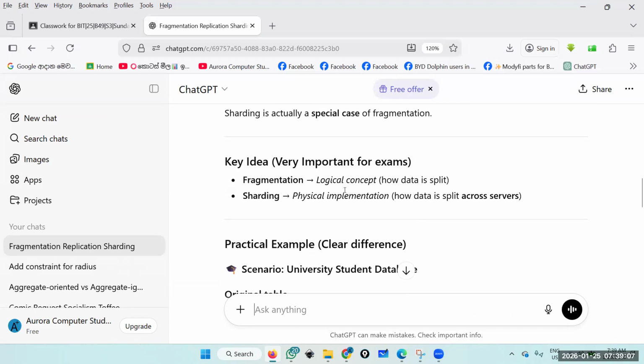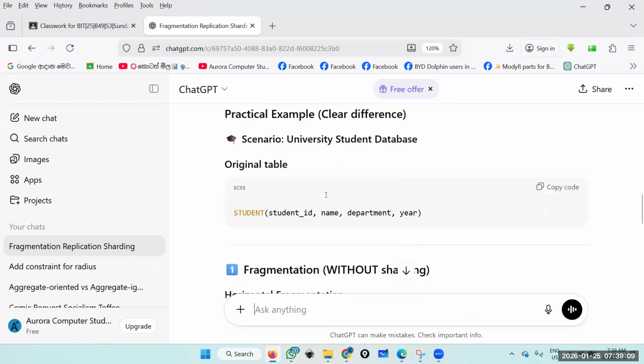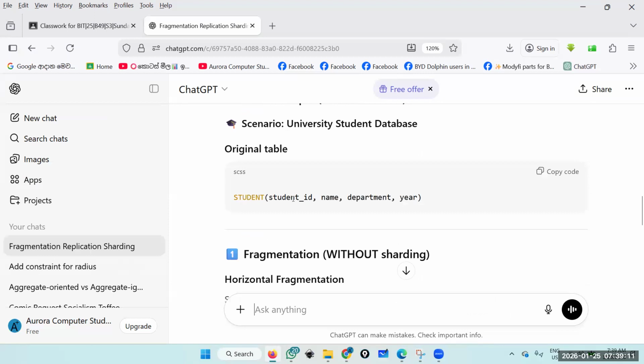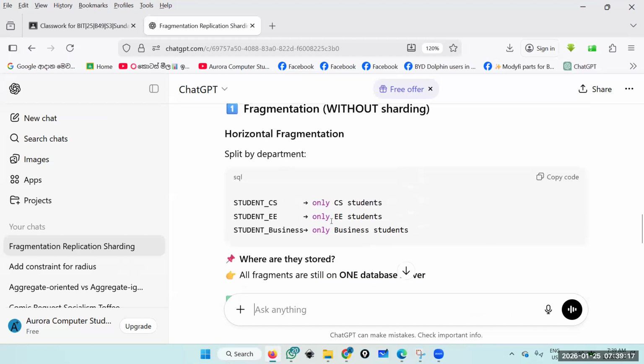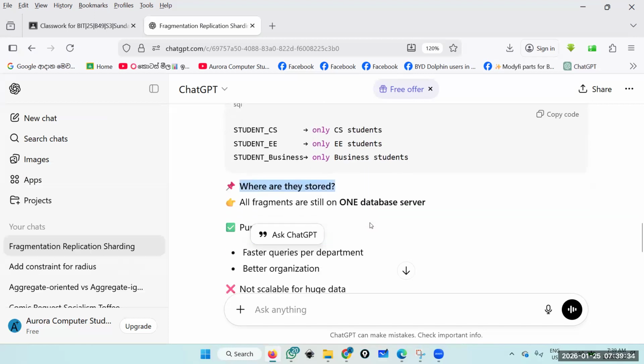It says logical again. Let's take a practical example: student ID, name, department, year. Fragmentation: students in CS, students in E, students in business. We don't care where they are stored, right? It doesn't say that we store them in the same site. We don't care at this level when we think about fragmentation.